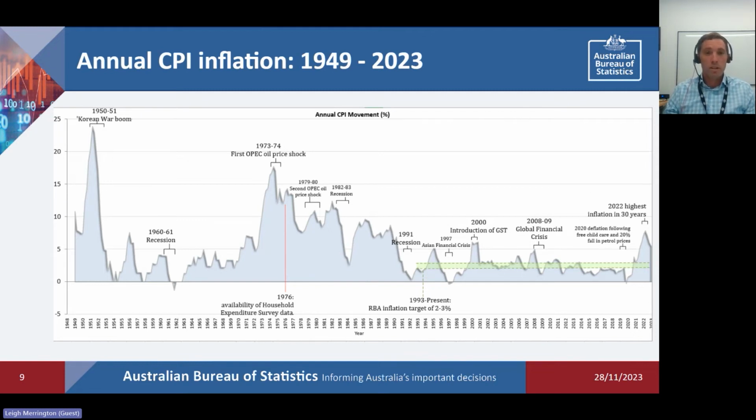You can see that in the 1970s, there was high inflation for most of that decade, with things like the OPEC oil price shock, the recession in the early 90s, and the impact the introduction of the GST had on the CPI in 2000. You can see things like the global financial crisis and the COVID-19 pandemic, what that did for inflation, and more recently the highest inflation we've seen in 30 years. So when you look at the rate of change of the CPI, it tells a really interesting story of Australia's economic history. And that green bar you can see is the inflation targeting of the RBA. That's been going for 30 years now. And you can see over that time when CPI has been above or below that target or within that target.